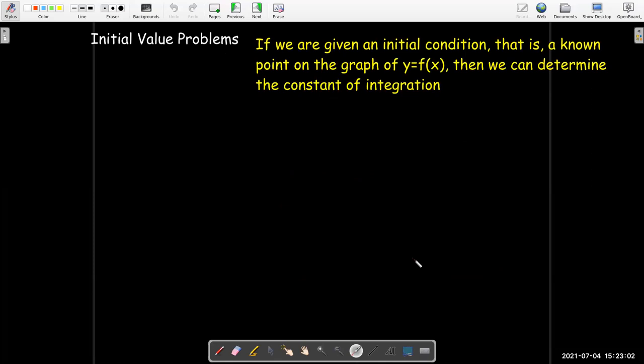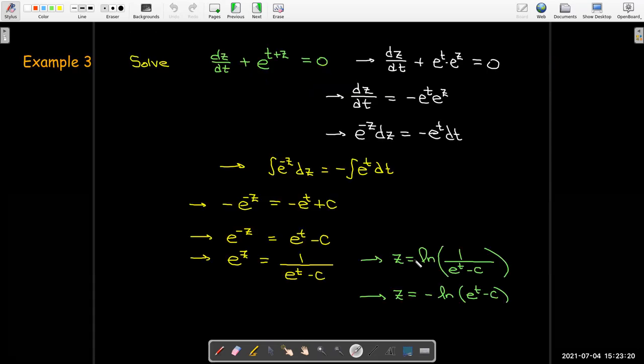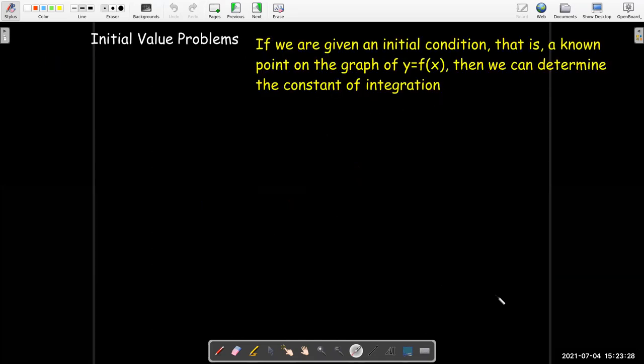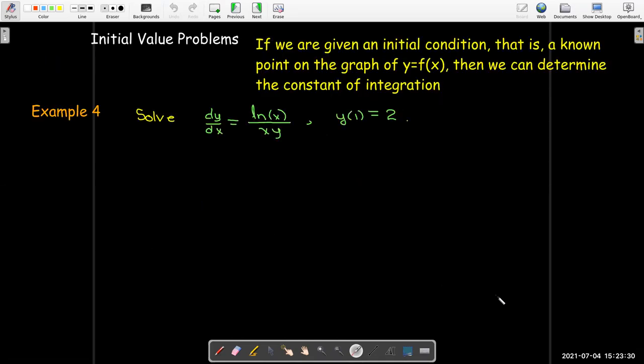Well, if we're given an initial condition, we get what is called an initial value problem. So if we know a point on the graph of y equals f of x, then we can go ahead and determine the constant of integration. Instead of a family of solutions which depend on that constant of integration, as in all of our examples so far, we will get a particular solution.